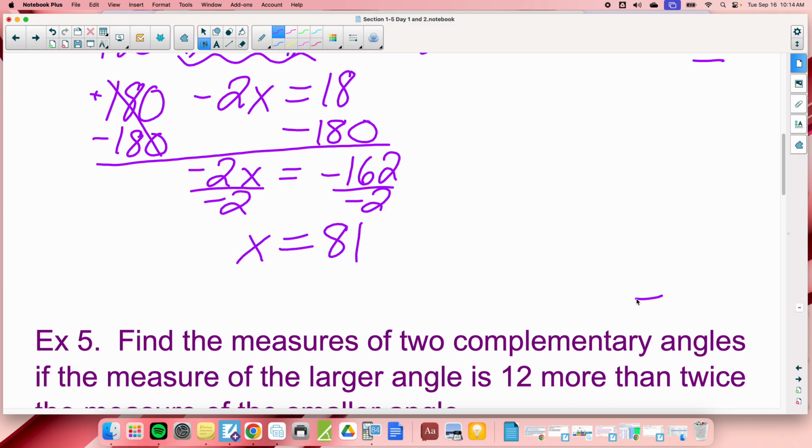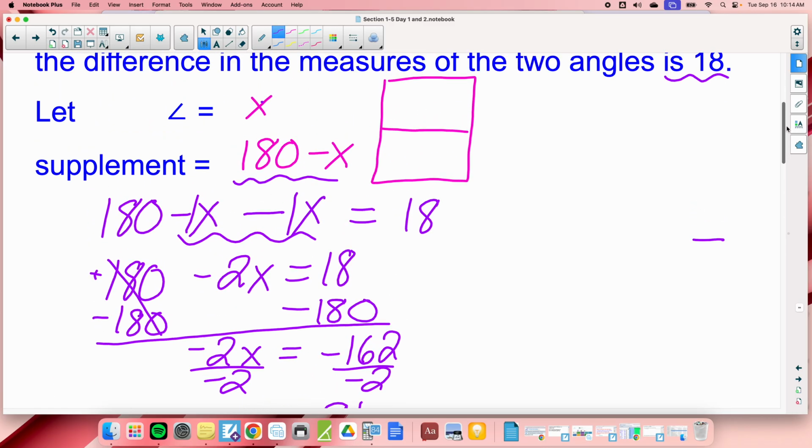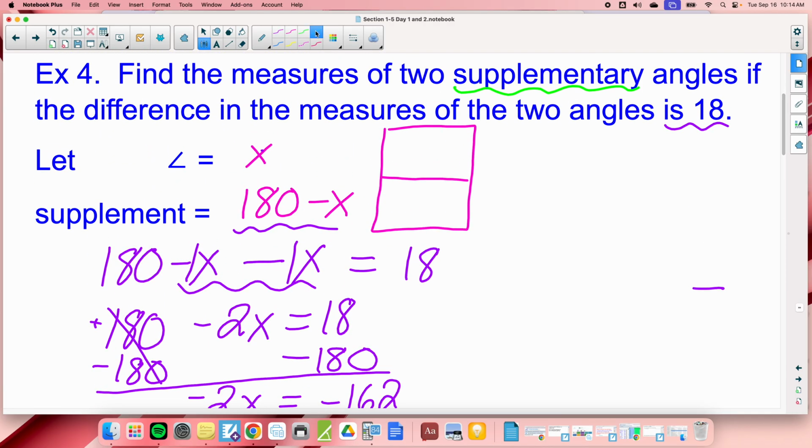Okay? Now, when I go to do this, I would put the 81 in for x. That was my answer. And then what I would do is go 180 minus 81 to find what this is. And 180 minus 81 is 99. Now again, we're on the quiz. We want to make sure we did it right. And it says the difference in these measures is 18. And you could go 99 minus 81, and that is 18.